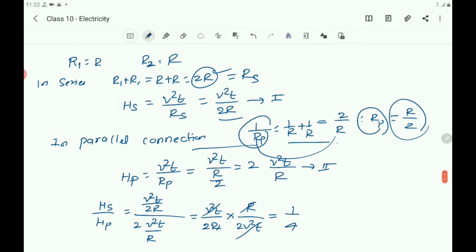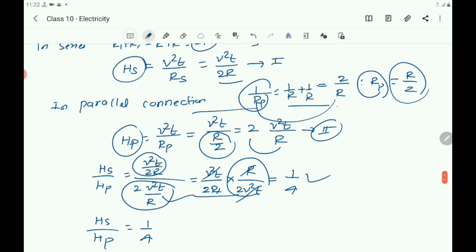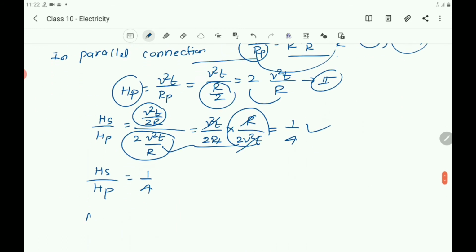So Hp equals V square T by Rp. So you will get V square T by R by 2. That is nothing but 2 into V square T by R. That is the second one. So Hs by Hp. This is Hs. This is Hp. Then you take the reciprocal for this, and you will get 1 by 4. Therefore, Hs by Hp is equal to 1 by 4. What is the answer here? The answer is C. Therefore, you write answer C, that is 1 by 4.